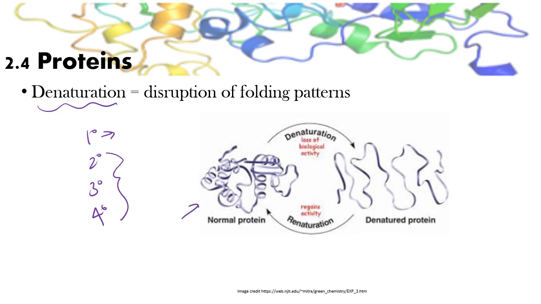So here we have this nice protein. Notice all of its alpha helices. We've got some beta pleated sheets. We have some of that 3-dimensional tertiary structure, that 3D folding.